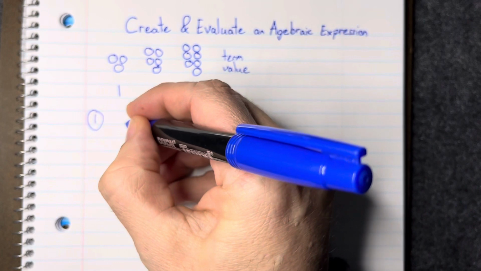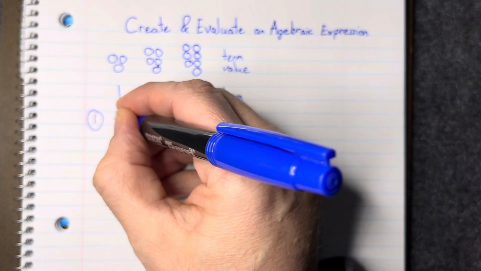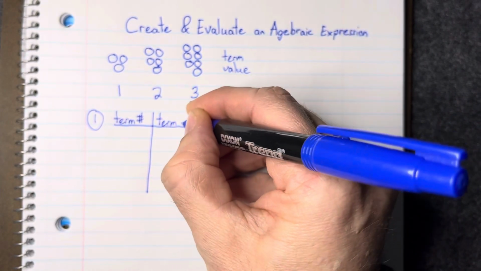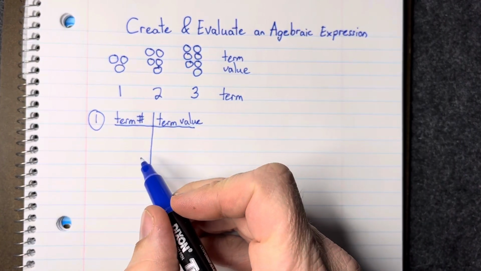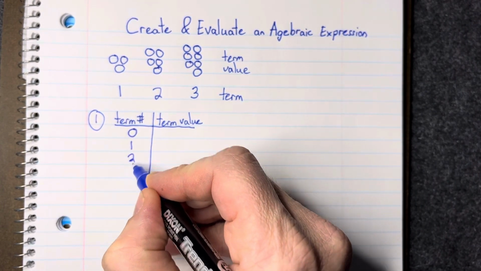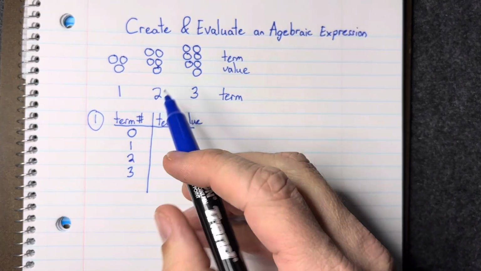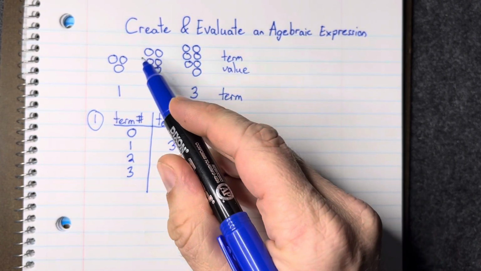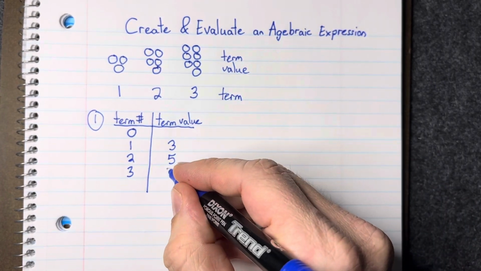So step one, we make our table of values. On one side is the term number, and on the other side is the term value. It's a little bit different when we're trying to make an algebraic expression because we're actually going to start at term 0. This is just a little trick in order to more easily come up with the algebraic expression. So in term 1, we have 3. In term 2, we have a value of 5. And in term 3, we have a value of 7.